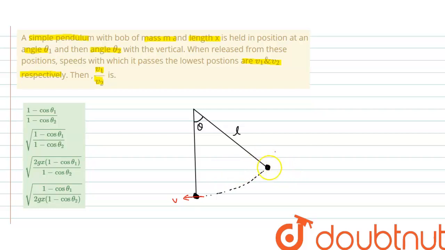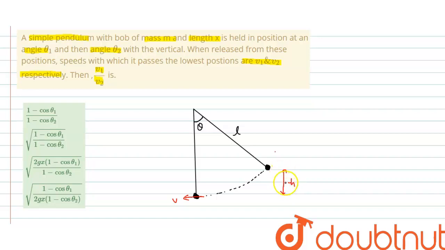Here you can see loss in gravitational potential energy. Loss in gravitational potential energy of this bob will convert into kinetic energy at the lowest position. So loss in gravitational potential energy means mg into the vertical height fallen by this bob.